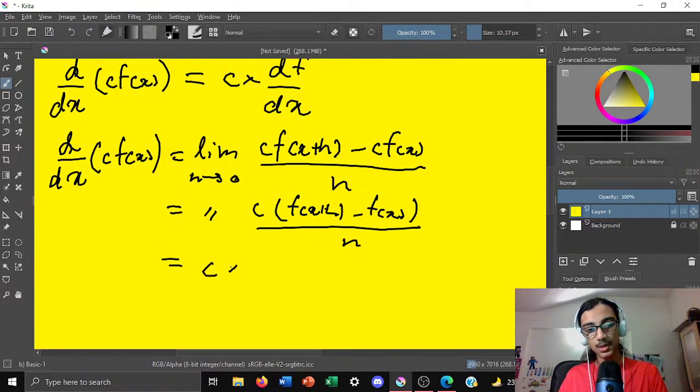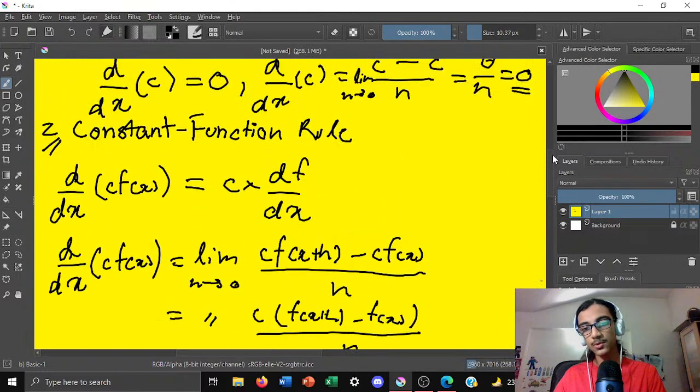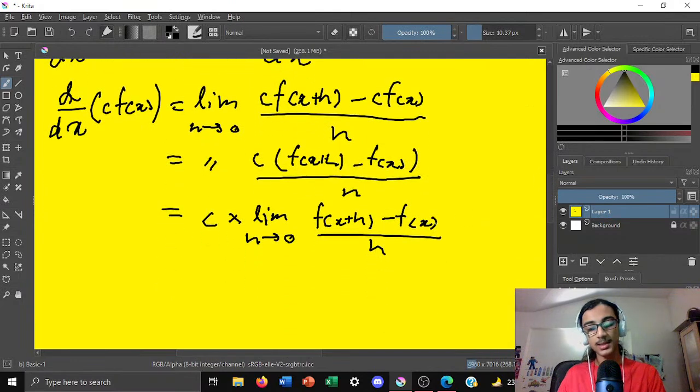So c is equal to c into the limit as h approaches 0 of f of x plus h minus f of x all over h, right? And once again, if you recognize, this is just going to be the derivative of f of x. If you go up here, that was the definition we defined. That says the derivative of f of x. We can hence write this as equal to c into the derivative of f of x, or df by dx.